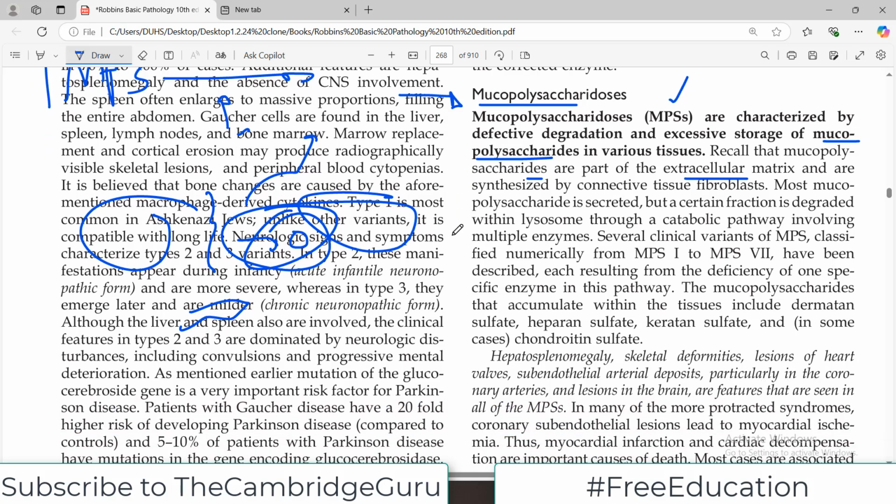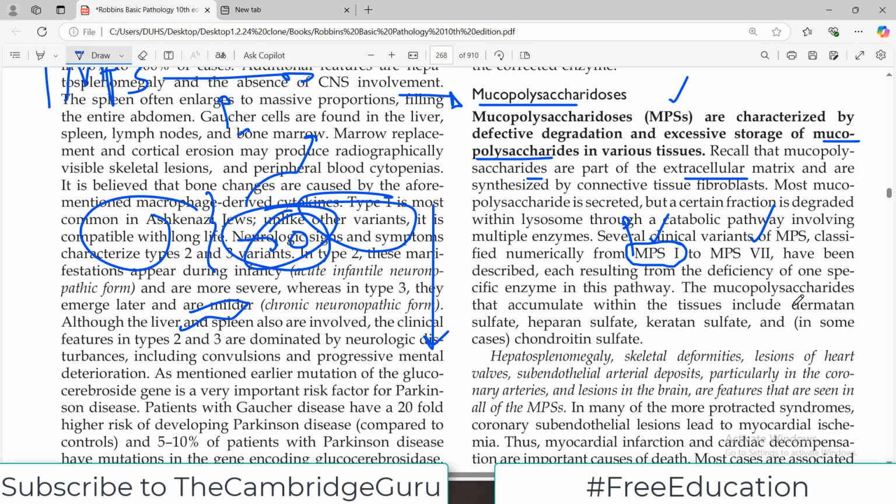And now there are several different variants of mucopolysaccharidosis. For example, MPS 1, 2, 3, 4, 5, 6, 7 have been described, each resulting from deficiency of a specific enzymatic pathway, right? Because there are different steps of degradation, there are different variants of mucopolysaccharides, and therefore different enzymes. So the enzyme deficient in MPS 1 will be slightly different from the one deficient in MPS 2, but at the end there will be increased mucopolysaccharide and decreased mucopolysaccharide degradation.